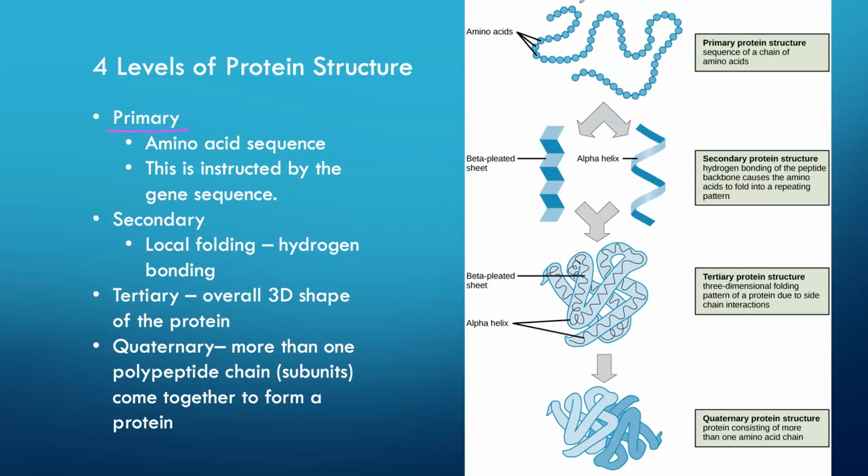But as you see here, these look like beads on a string, right? Each of these beads would be a particular amino acid. And the order of those is determined by the gene, or the DNA.